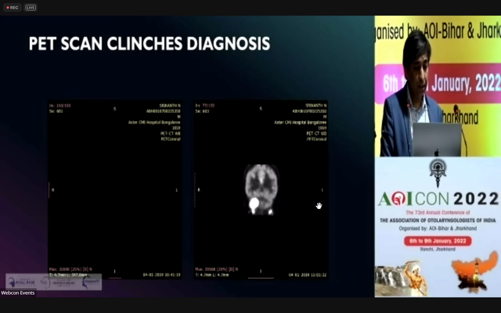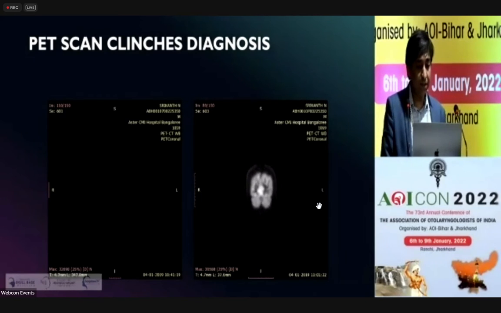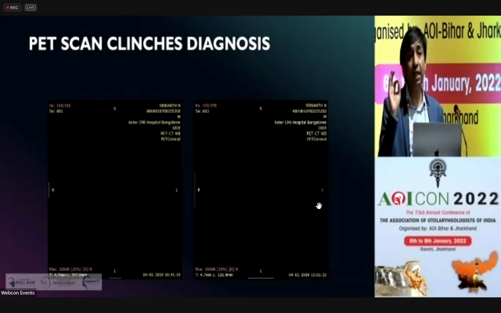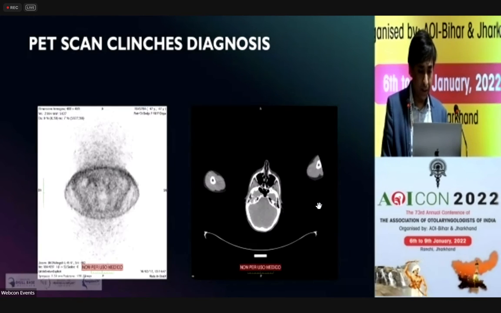So you see this? This is a PET scan, which clearly proves that it is a paraganglioma. Obviously, do not biopsy any paragangliomas. The reason why we depend so much on radiology is because one should not biopsy a paraganglioma. You will have uncontrollable bleeding. Even within the surgery itself, when we're operating, we have a lot of bleeding. I'm sure you will not be prepared in an OPD to deal with such a blood loss.